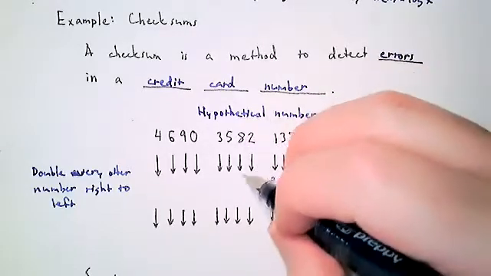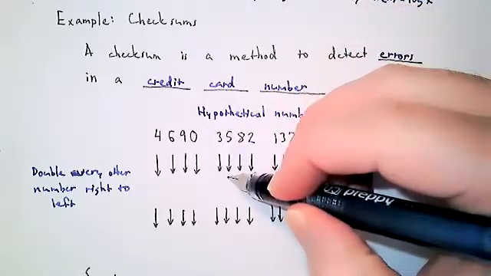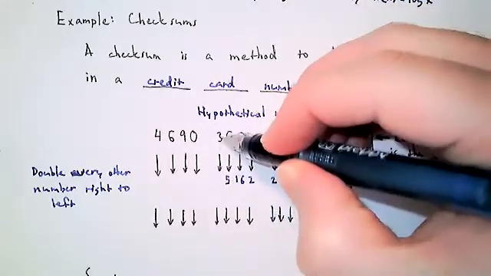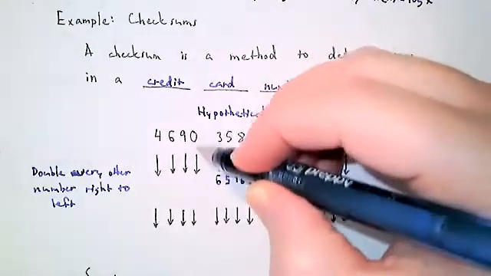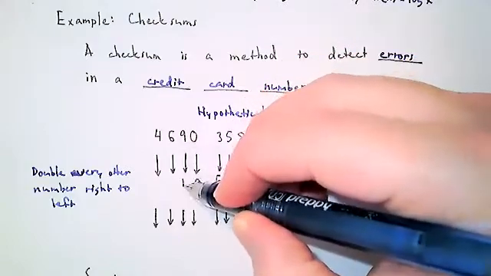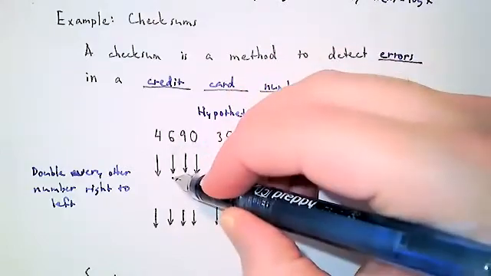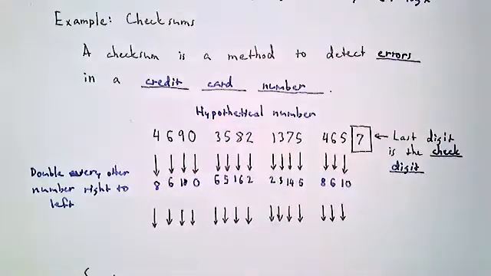this 8 will be doubled to 16, this 5 will be left alone, 3 gets doubled to 6, 0 gets left alone, 9 is doubled to 18, then we bring the 6 down, and finally we'll double 4 to get 8.